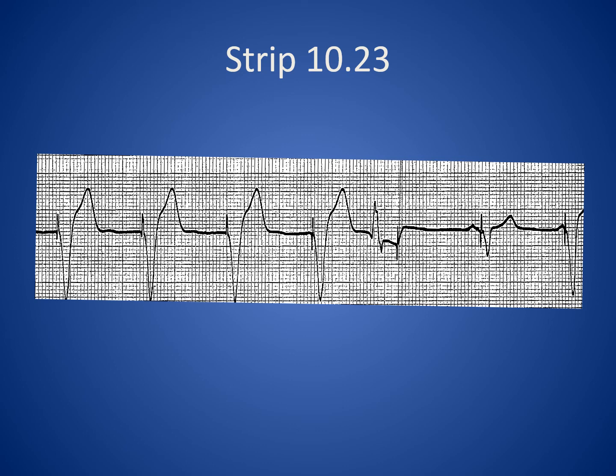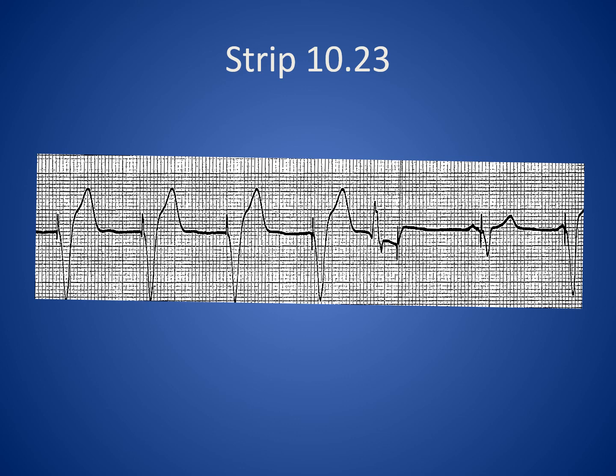Strip 10.23. So in this one, what you're seeing is that you have 4 complexes. The first 4 complexes are ventricular paced and captured. Then what you see is a patient's own beat comes in, and then what you're also looking at, see that pacer spike right in the T wave.